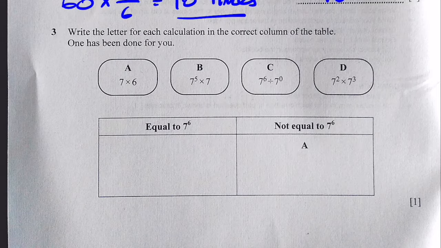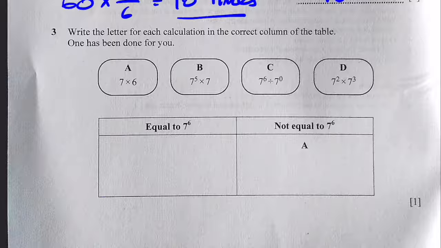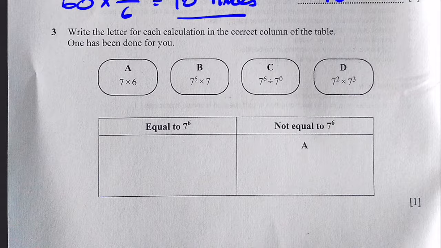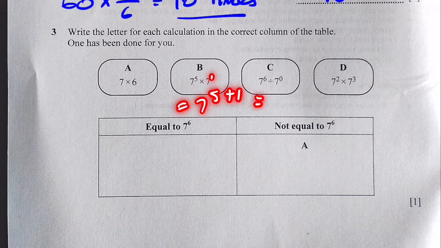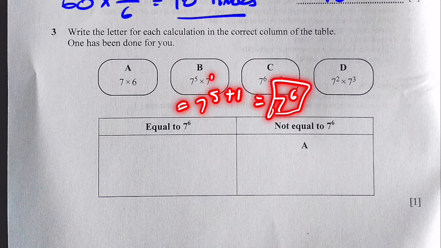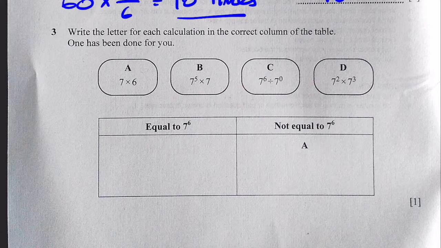Write the letter for each calculation in the correct column of the table. One has been done for you. A, 7 times 6, that's not equal to 7 to the power 6, since multiplication and exponent are different functions. So that's already given. Now the B, 7 to the power 5 times 7. That will be equal to 7 to the power 5 times 7 to the power 1. And now we add the powers because it's the exponent rule, 7 to the power of 6. So it's equal, and the answer is B over there.